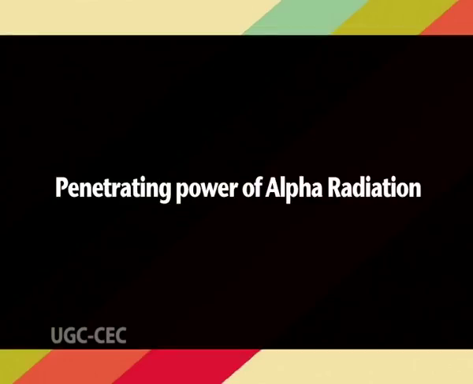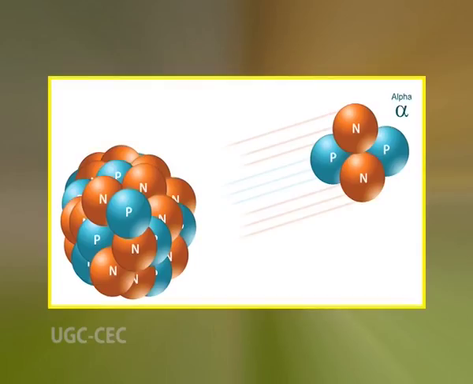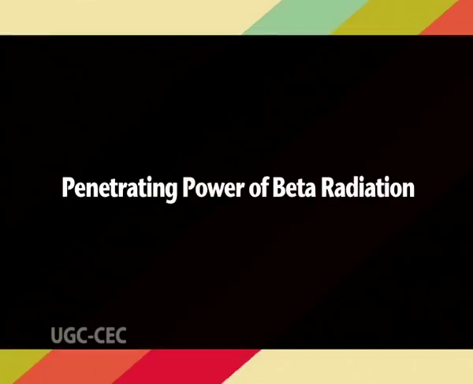First, penetrating power of alpha radiation. Alpha radiation consists of alpha particles that are made up of 2 protons and 2 neutrons each and that carry a double positive charge. Due to their relatively large mass and charge, they have an extremely limited ability to penetrate matter.